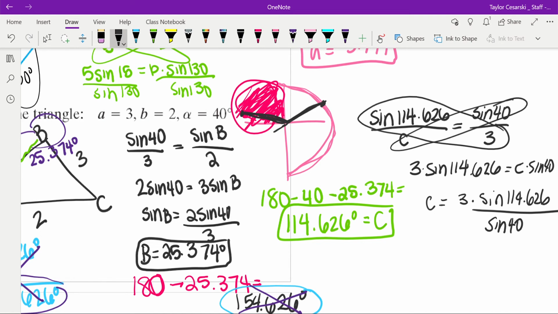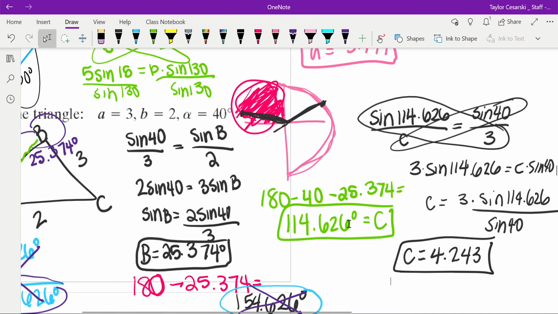And again, I would do all the algebra on your paper before you try to type that in your calculator, just so you make sure that you're not rounding too early. And you end up getting C equals 4.243. Okay. All right, we have 2 more left.